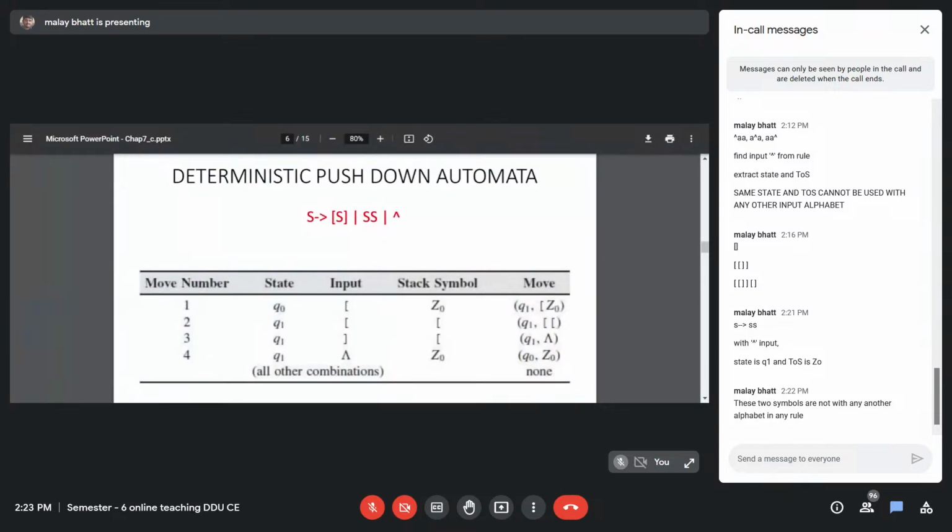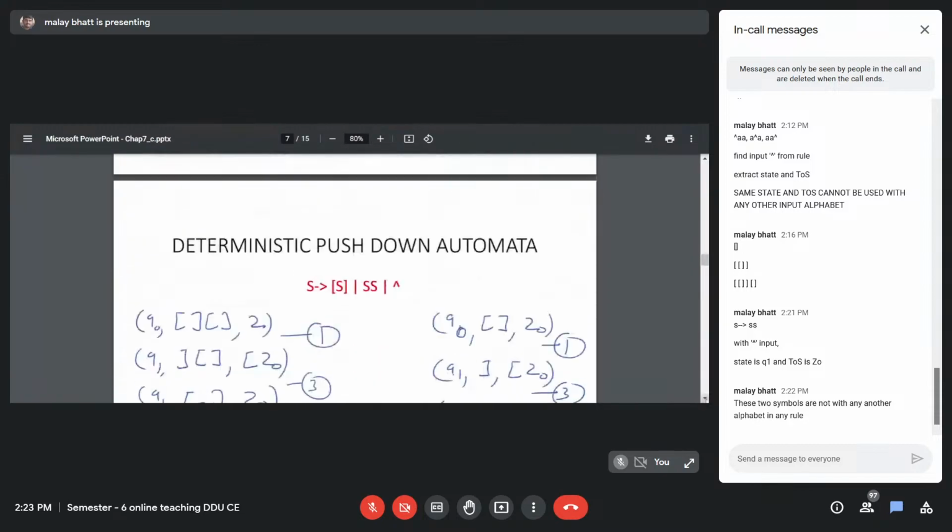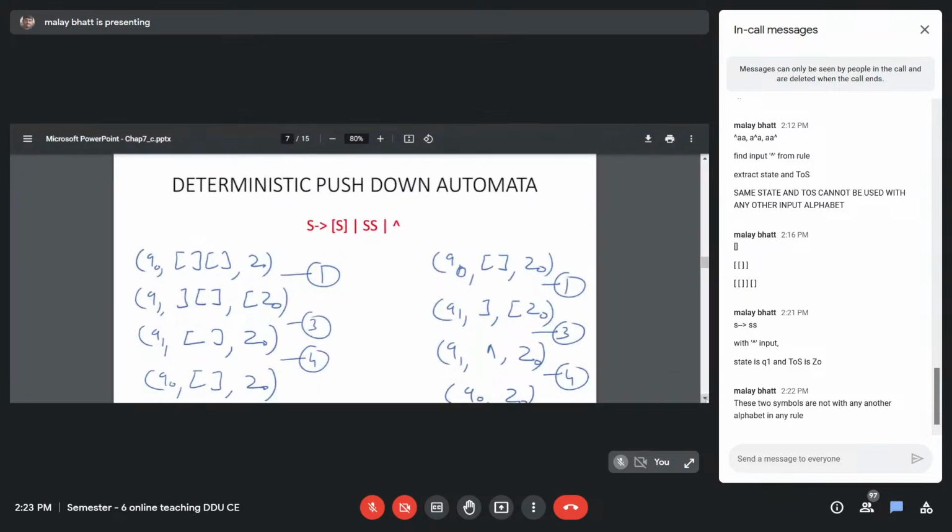We don't have to generate multiple paths, or we don't require a fork system call, because there is only one unique path. We will never get multiple alternatives to try in the deterministic pushdown automata. Okay, so now let us proceed further. I hope this is clear now, what a deterministic PDA is.